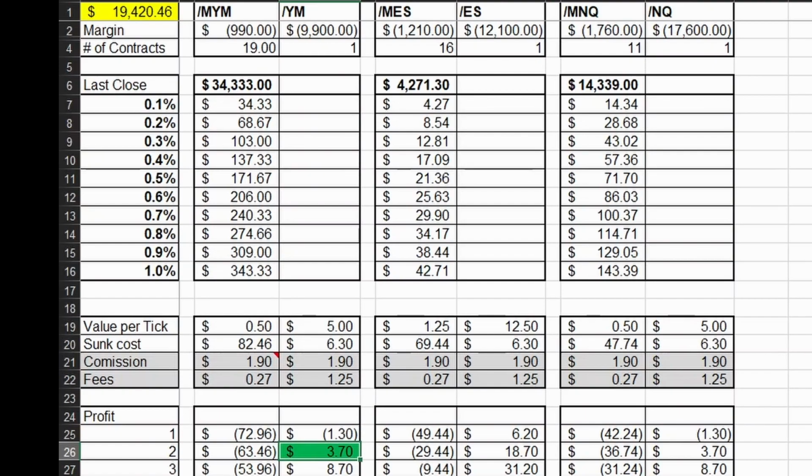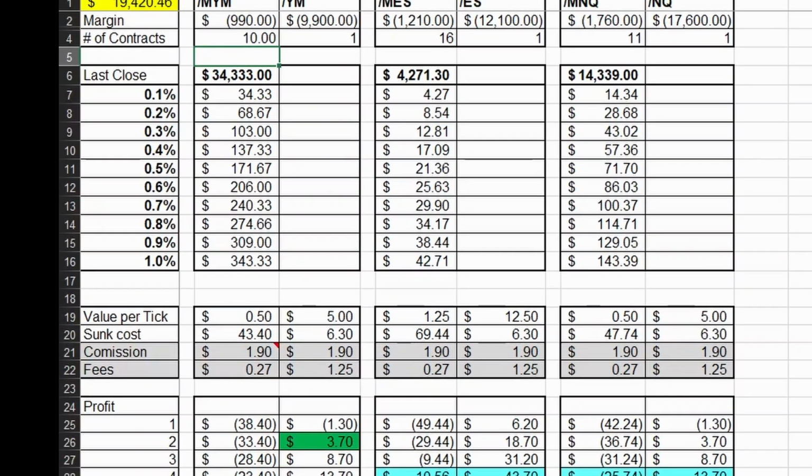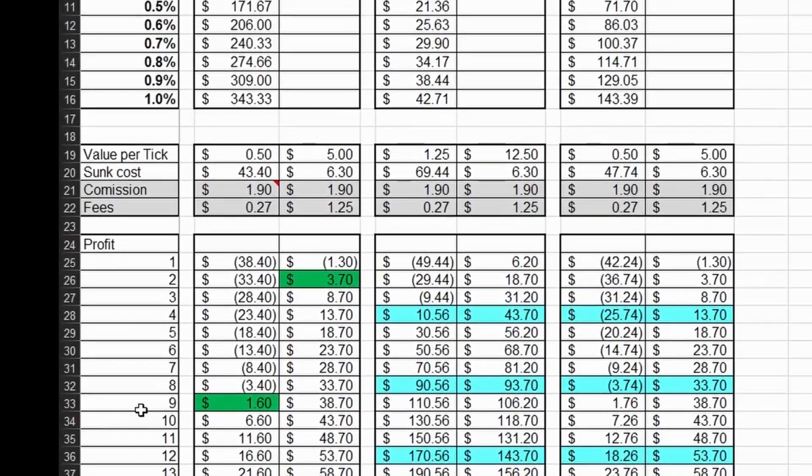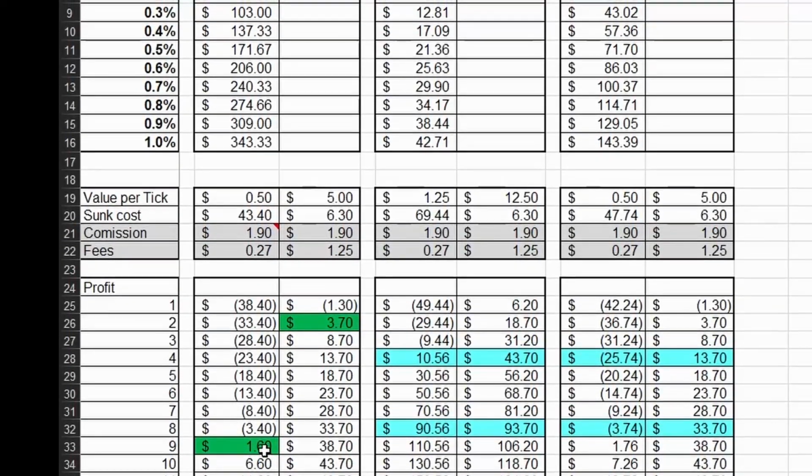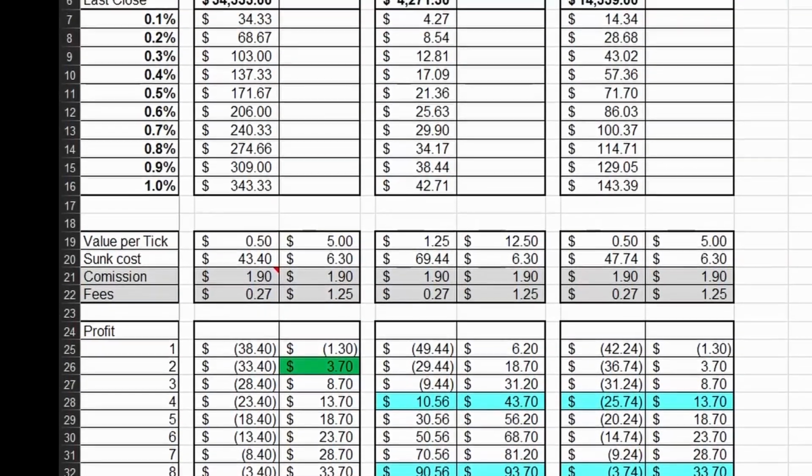But wait, I know you might say, hey, that's not really equal, 19 MYM and 1 YM. So let me just make it more apples to apples here. If I change this to 10, so 10 MYMs equal to 1 YM, our sunk cost would then be $43.40, and it will still take me until the 9 points to have a bit of profit, which is $1.60.